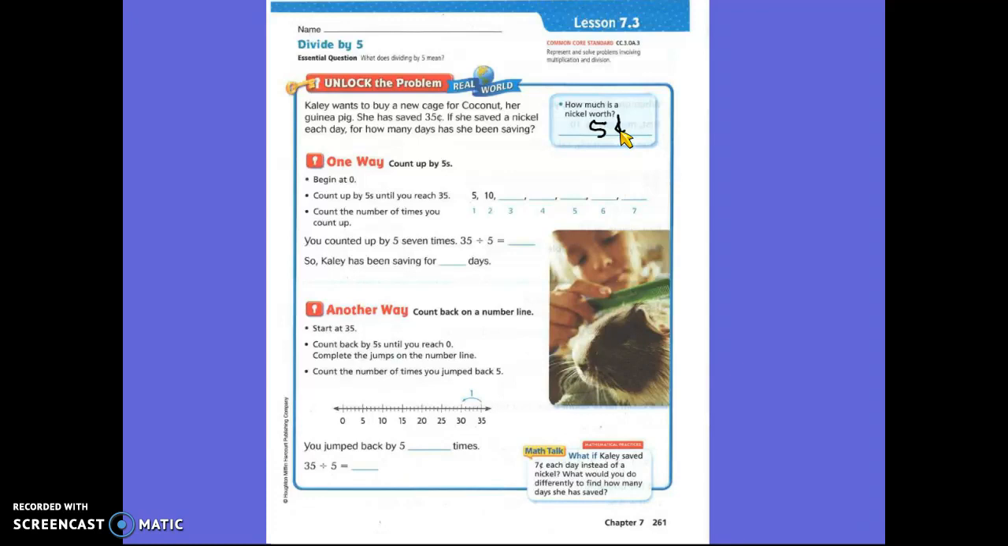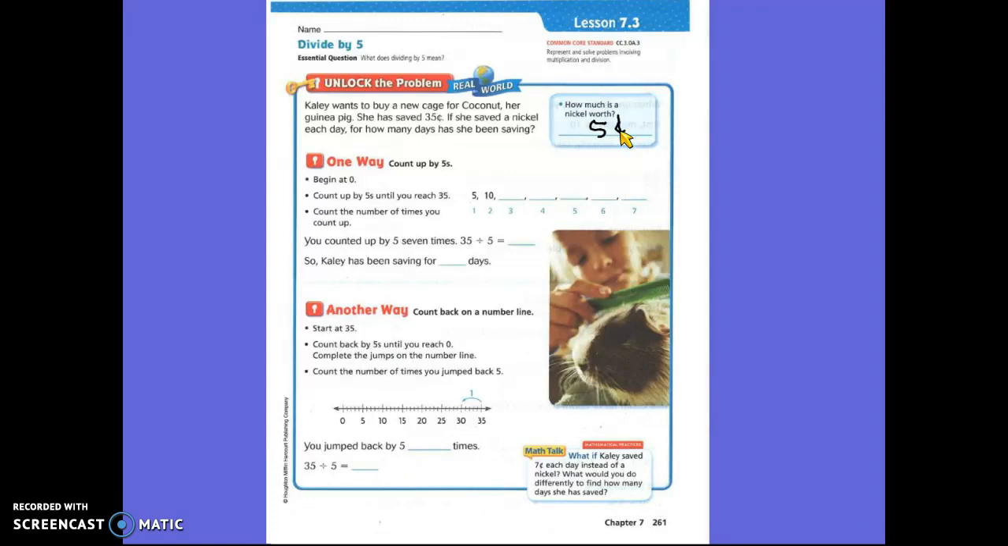5 cents. A nickel is 5 cents. Okay, so one way we could solve this problem, 35 divided by 5, is we could count up by 5. Skip count up by 5. So begin at 0, count up by 5s until you reach 35.